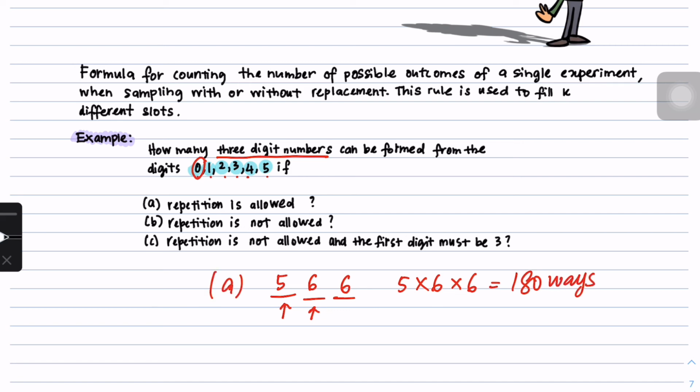Okay, kita ada 180 cara untuk kita susun number dengan menggunakan 6 pilihan dekat atas ni supaya kita mendapat number yang mempunyai 3 digit. And then B asks us to find how many 3 digit numbers can be formed from the digit 0, 1, 2, 3, 4 and 5 if repetition is not allowed. You cannot use the same number again. So we have 3 slot untuk kita fill in. Remember, the first slot cannot use kosong. Kosong tak boleh duduk dekat slot yang pertama, digit yang pertama.